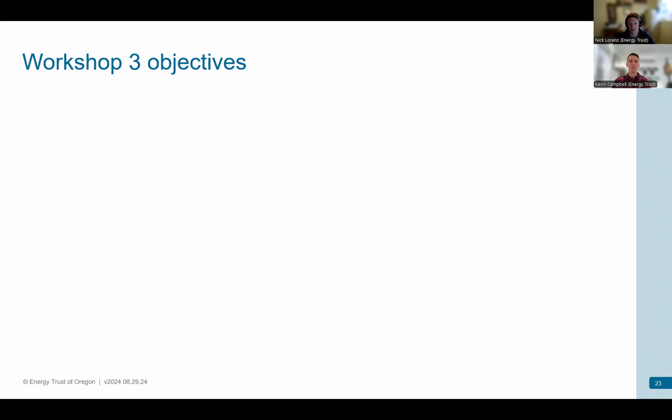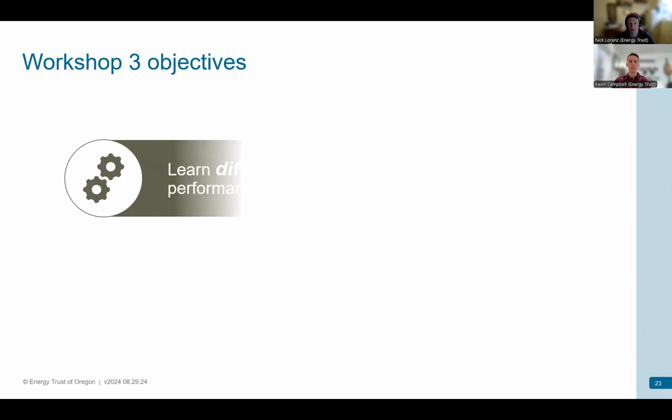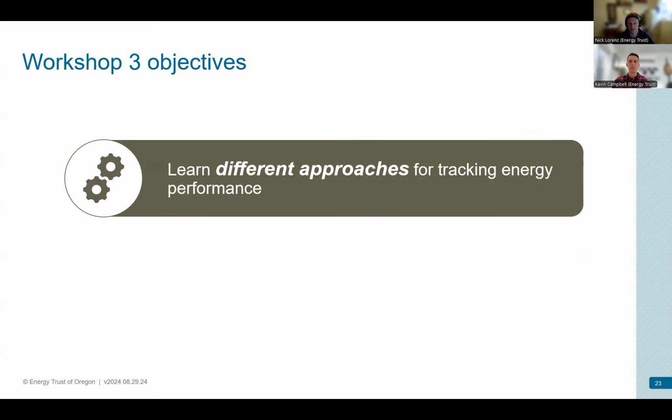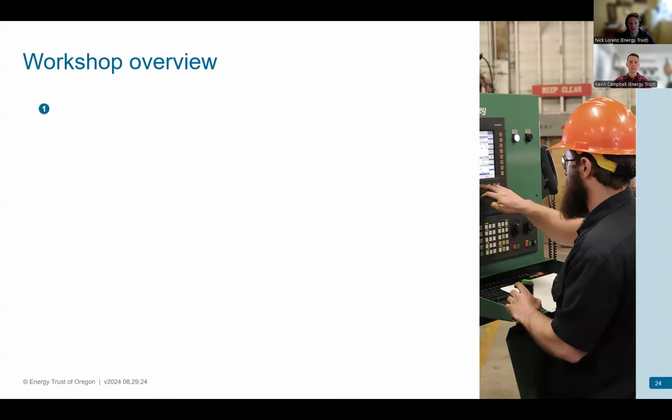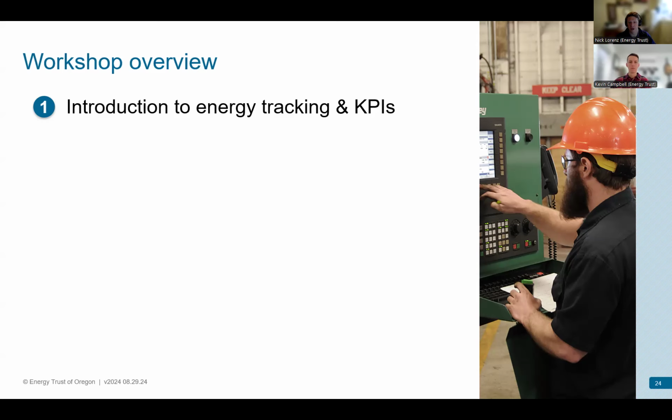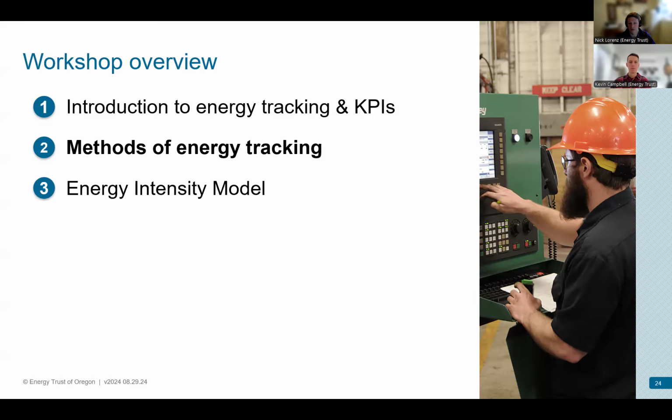As a reminder, the objectives for workshop 3 are to learn different approaches for tracking energy performance and to learn how to analyze and understand energy performance results. In the first video, we focused on introducing energy tracking and KPIs. In this video, we focus on methods of tracking energy. And the final video is catered to sites that will have an energy intensity model.